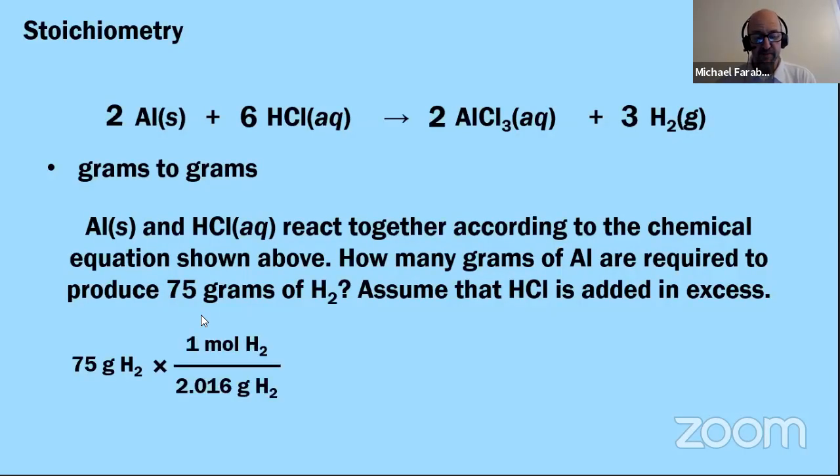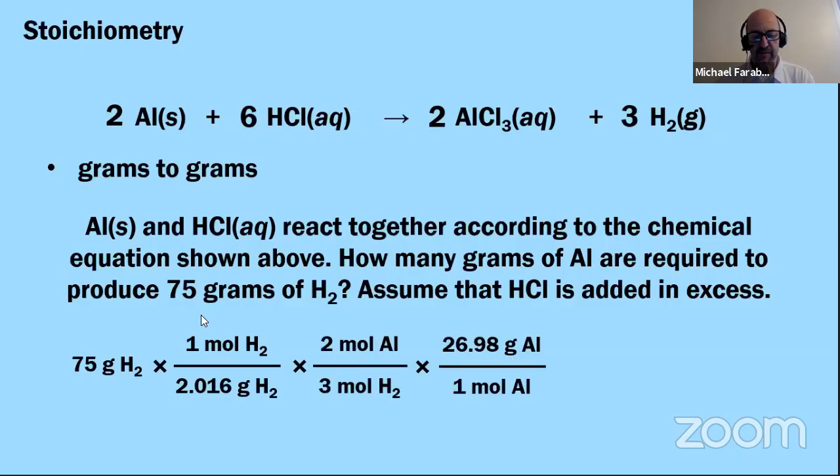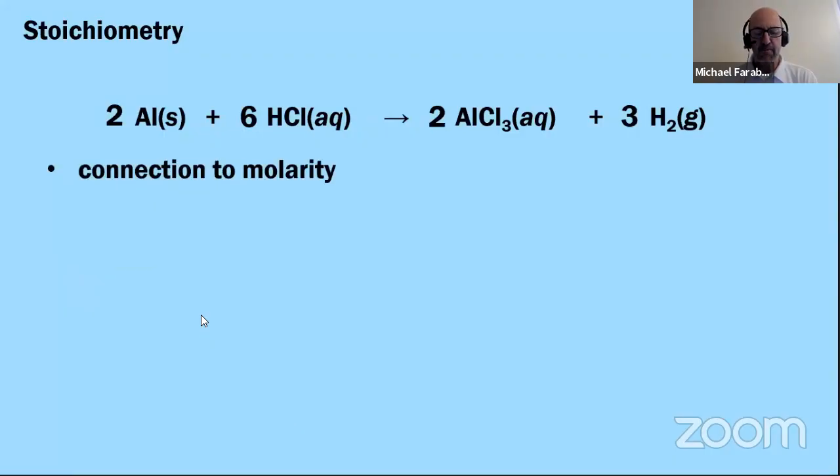So here are the 3 steps: grams to moles, moles of hydrogen to moles of aluminium, and then finally moles to grams. When I did this on my calculator, I got 670 grams of aluminum, or aluminium. All right, moving on to the next example, I want to connect molarity.